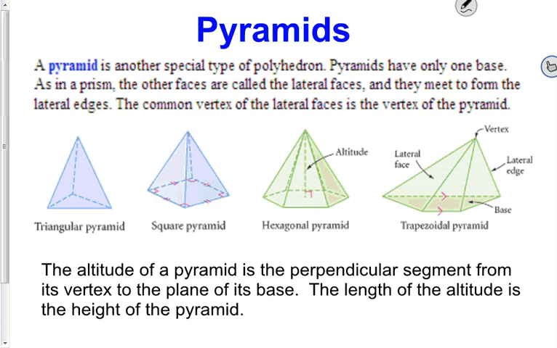However, if we have an oblique pyramid, that altitude may or may not fall inside of the pyramid. In this example, it would still fall inside of the pyramid, but notice it's not really out in the middle of the trapezoidal base, right? And if that oblique pyramid was even more exaggerated, that altitude could potentially fall outside of the base.